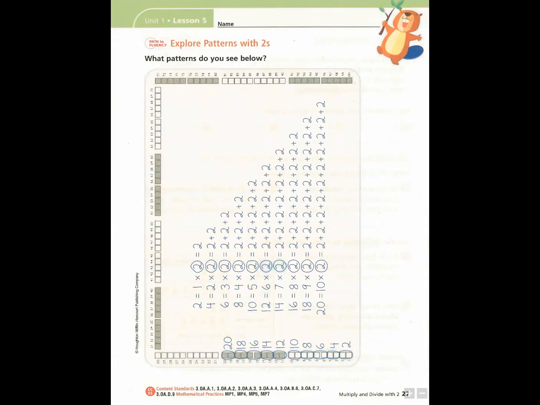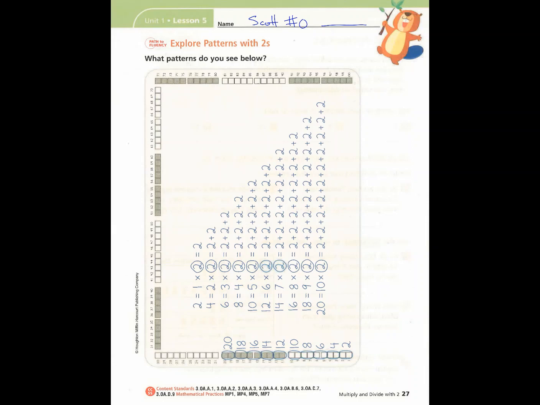This is Math Expressions Unit 1, Lesson 5, and let's start off with our name, our class number, and then over here the date that you're working on this page. So go ahead and do that, and then when you're ready to go, let's go ahead and go on.